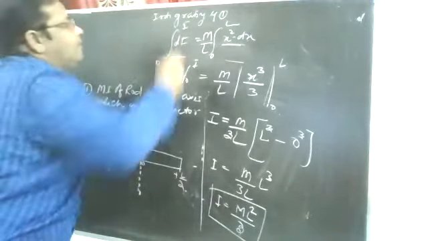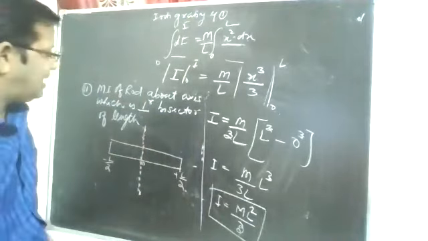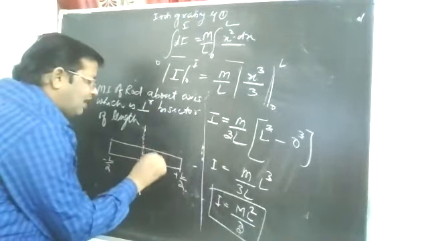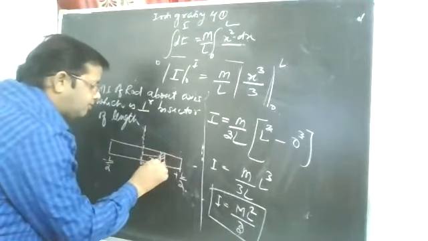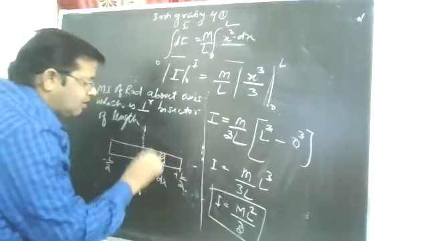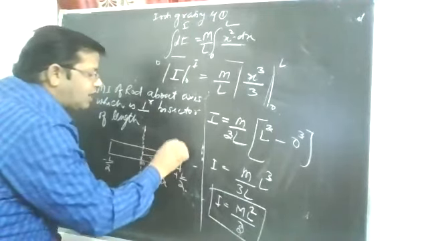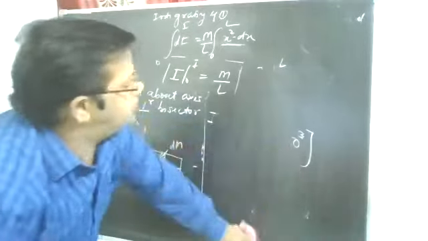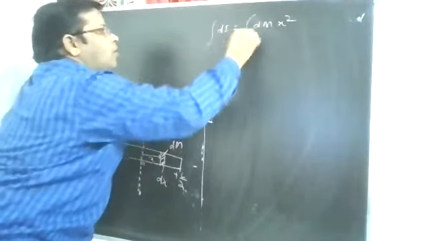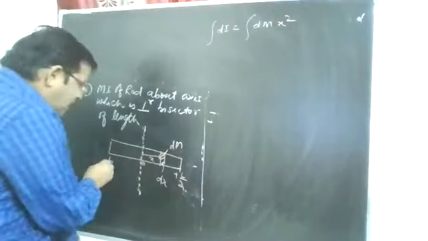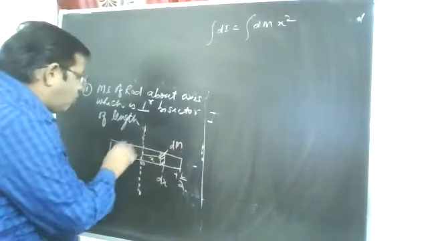So how can we determine it? Again, move to a distance x, take a small portion dx of the rod in which mass dm is present. Now again, dI is equal to dm into x square. What is the limit? Minus L by 2 to plus L by 2, it will cover the whole distance.